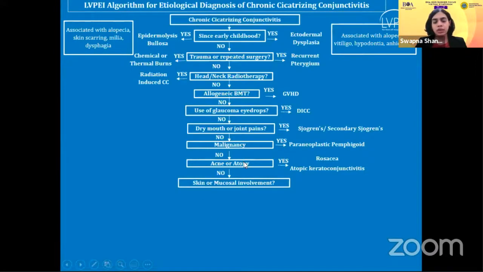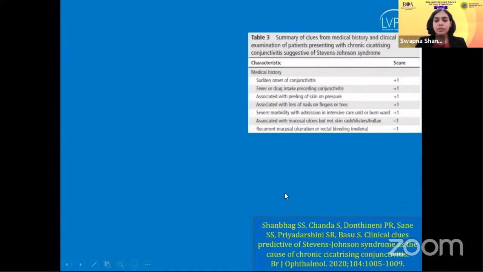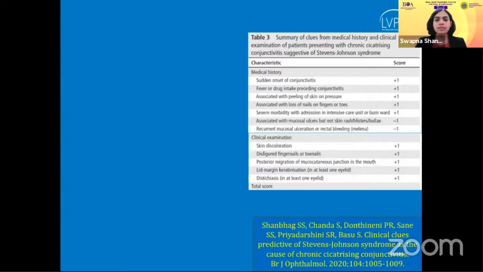Now again, this patient did not give history of any of the above, but did give history of past skin and mucosal involvement. So in this case, we do an SJS scoring, which I'll enumerate on the next slide. This is again a paper we published last year in BJO, where we gave a scoring system where if a patient comes to you in the chronic phase of cicatrizing conjunctivitis, how can you reach a diagnosis of SJS, or how can you rule out a diagnosis of SJS? On this scoring system, if the score is more than 5, then it is typical of SJS.